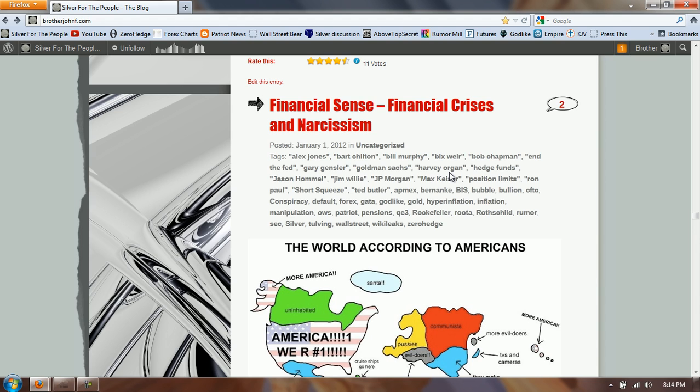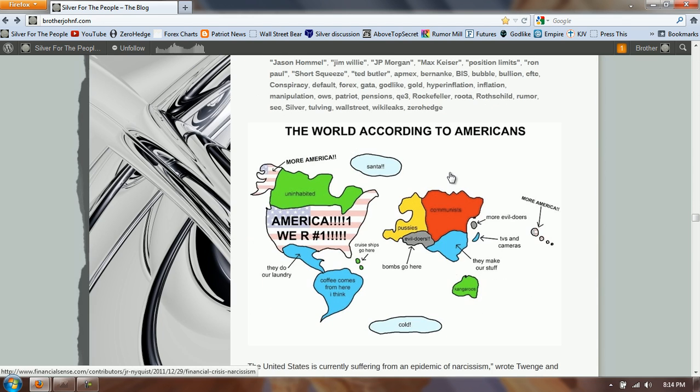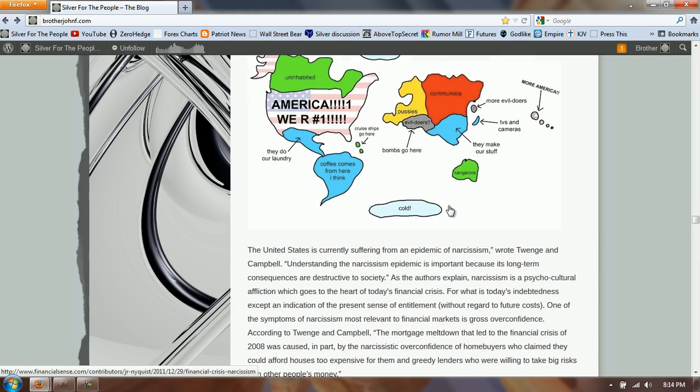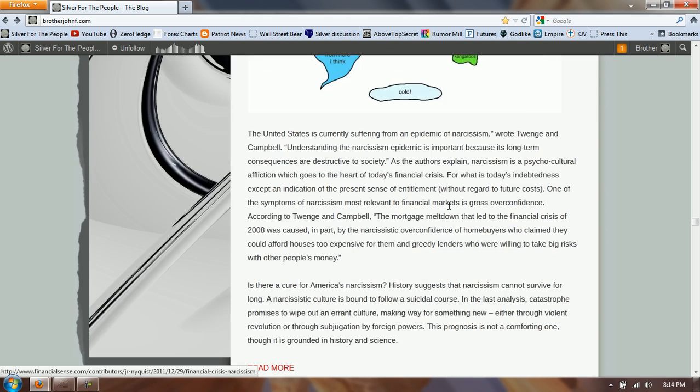There's another article from Financial Sense. It's called Financial Narcissism. I put a little map here that gives you an idea of how some Americans look at the world.